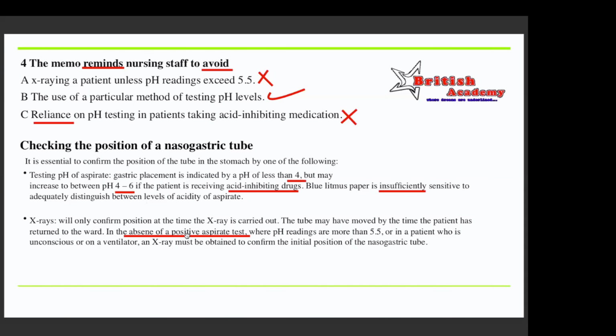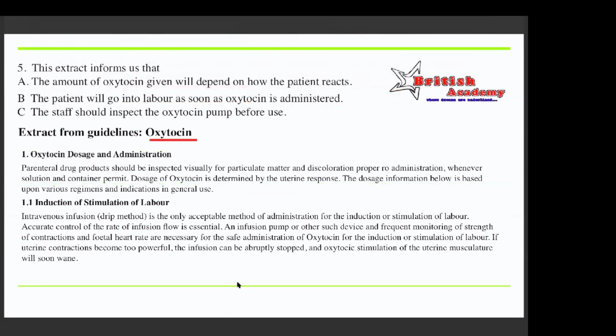If I'm clear, please type I'm clear. You can type it in your options. You're clear. Otherwise, if you want, I can explain it again to you. Now, when we're coming back to this one, which is oxytocin, extract from guidelines oxytocin. For you, the options are open.